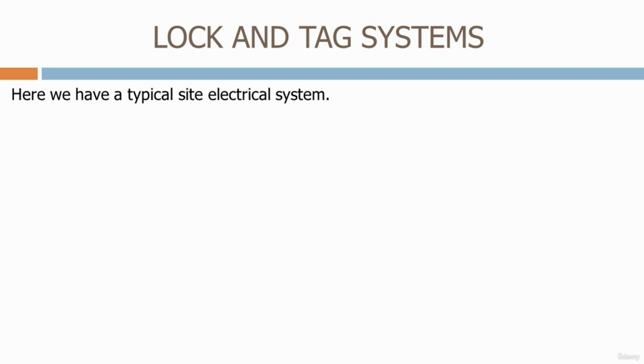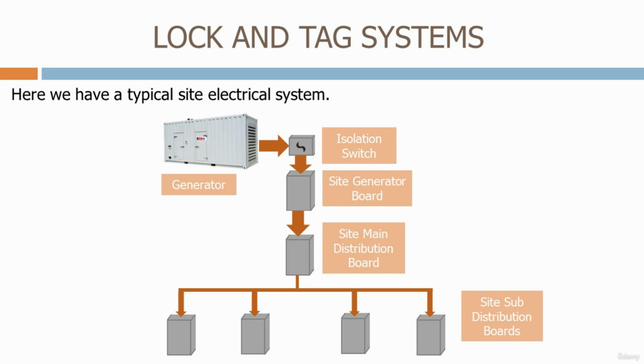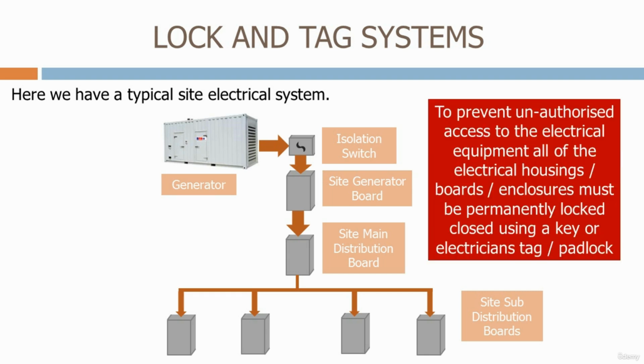Here we have a typical site electrical system. To prevent unauthorized access to the electrical equipment, all of the electrical housings, boards and enclosures must be permanently locked closed using a key or electrician's tag and padlock.